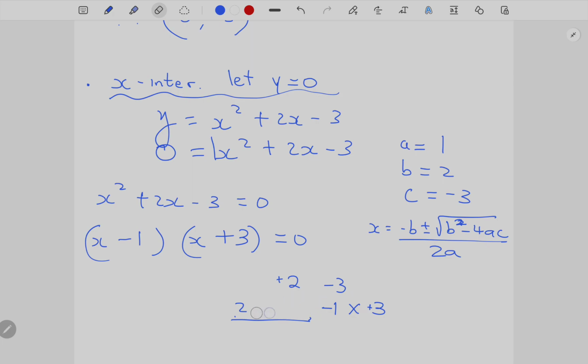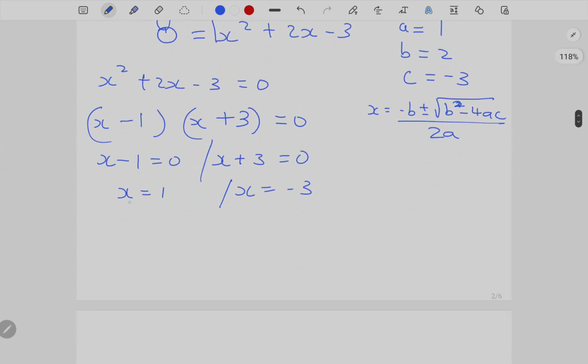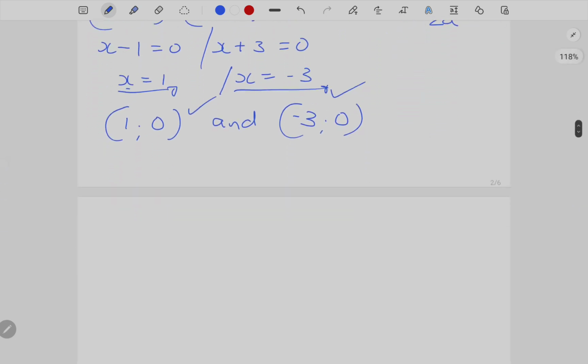Now let's solve for x. We've got x minus 1 is equal to 0, or x plus 3 is equal to 0. x is equal to +1, or x is equal to -3. So what does that mean? All in all, we've got x is equal to 1 when y is equal to 0, and also x is equal to -3 when y was equal to 0. So these are other points on the graph that we are going to have.